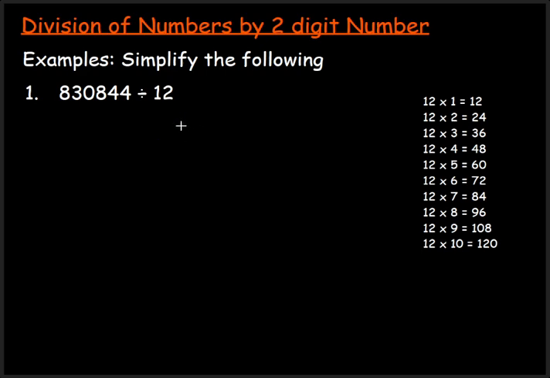Okay, let's see what we have. 83084 divided by 12. Now we start: 12 into 8. 12 is bigger than 8, and that will give us 0. 12 times 0 would be 0. Subtract. This would be 8. Bring down 3. 12 into 83.